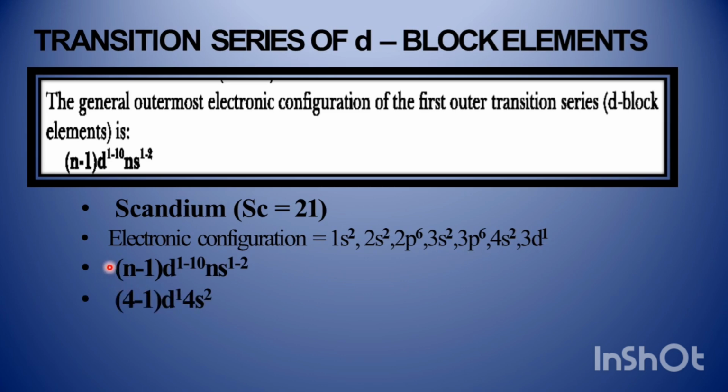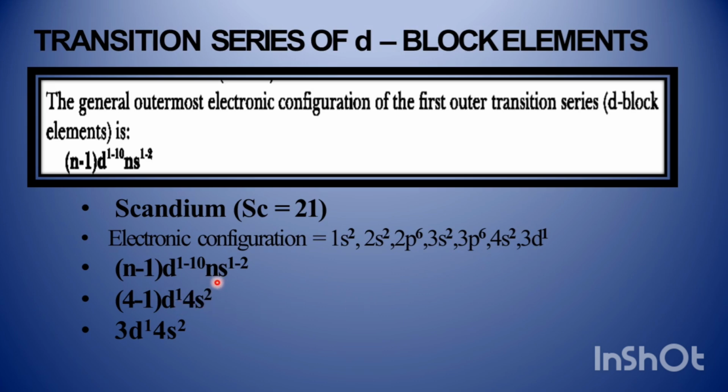Now students, over here n stands for the valence principal quantum number, which in case of scandium is 4. So over here, we are going to place 4. 4 minus 1 will give us 3. Now students, D means the D subshell. It can accommodate a total of 10 electrons, and we are going to place electrons on the basis of the element that we are working on. In case of scandium, there is only one electron in the D subshell. So we are going to write 1.